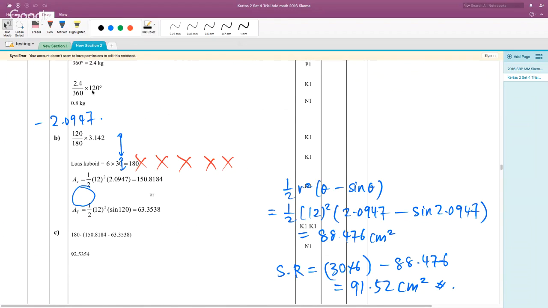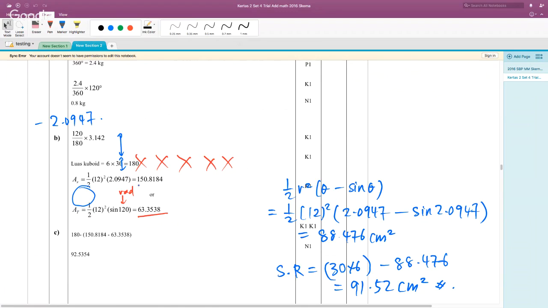Yeah, but the idea is the same. Am I pressing the calculator wrongly or something? Okay, let me double check. 1/2 multiply 12 square multiply sine, 2.0947. Yeah, this value is not the same because they use 120 degrees. Over here I used the radian, 2.947. So let me change back to degree.